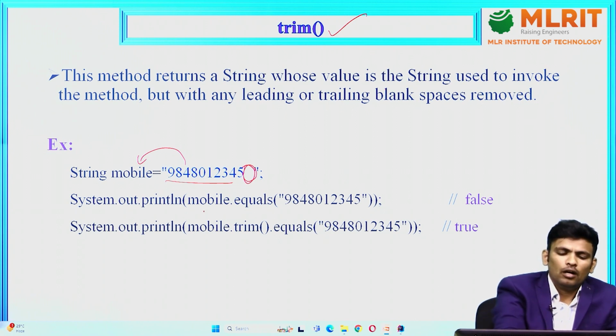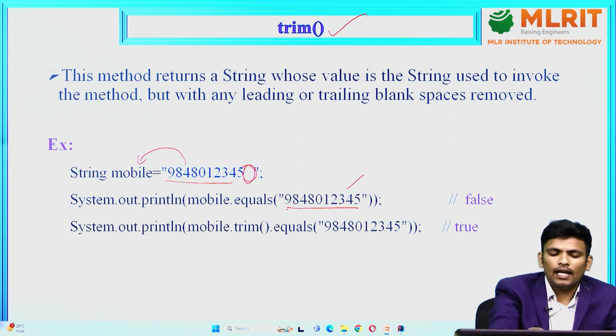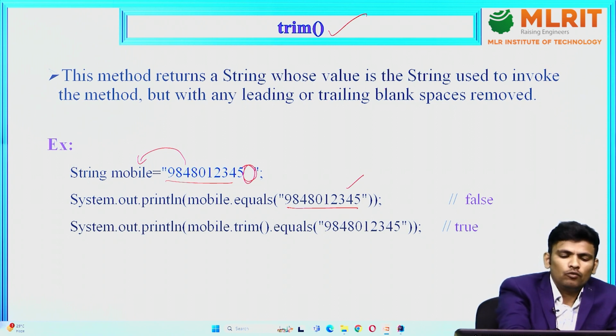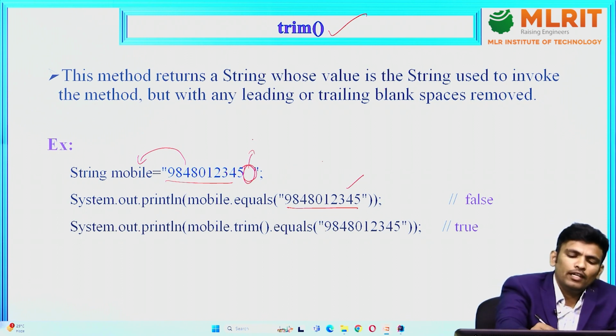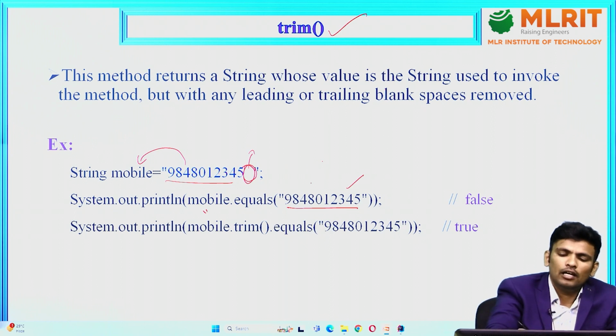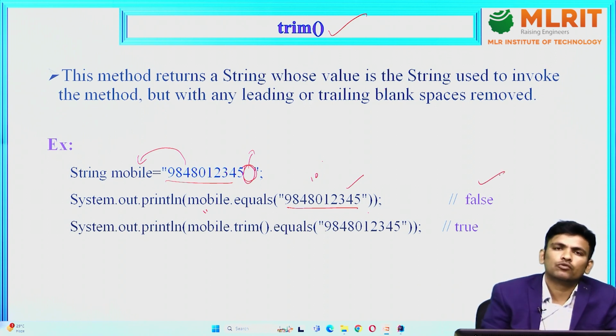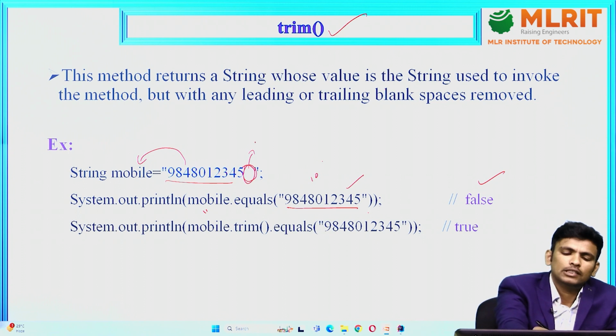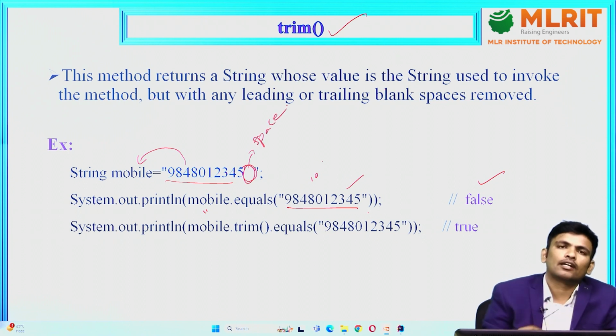Now here mobile is our reference, and it equals this one. If you observe, there are exactly 11 characters, because a space is also treated as a character. Total 11 characters are there in mobile, and here a total of 10 characters. If you compare using equals, it returns false. Why? Because one extra character, a space character, is there in mobile.